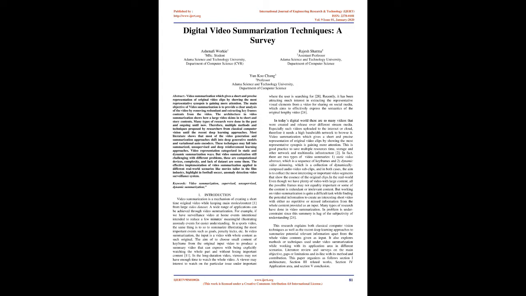1. Introduction. Video summarization is a mechanism of creating a short version of the original video while keeping the main story and content from a large video dataset. A wide range of applications can be achieved through video summarization. For example, if we have surveillance video at home, events can be reduced to a few meaningful minutes illustrating anomaly events for easier understanding. In a sports video, the same thing is done to summarize, illustrating the most important events such as goals, penalty kicks, etc. In video summarization, the input is a video with the whole original content.